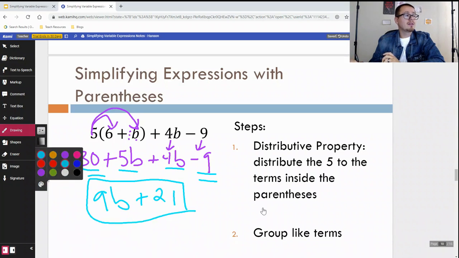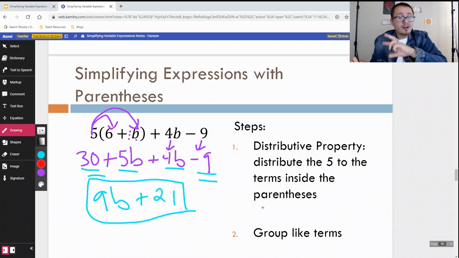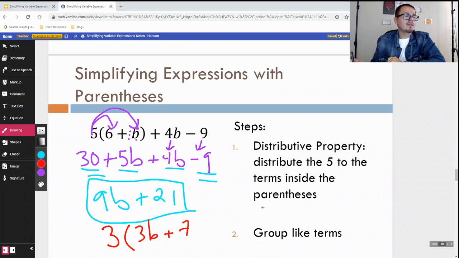Now this is a bonus, super bonus just for being here. You can factor out and undistribute. So if you look at the 9 and the 21, what do they have in common? They both have a 3. That's their common factor, their GCF. So you can pull that 3 out and then rewrite this as 3 times (3b plus 7) if you want to get extra spicy. We're not doing that right now, but just for being here, you got to learn something extra.